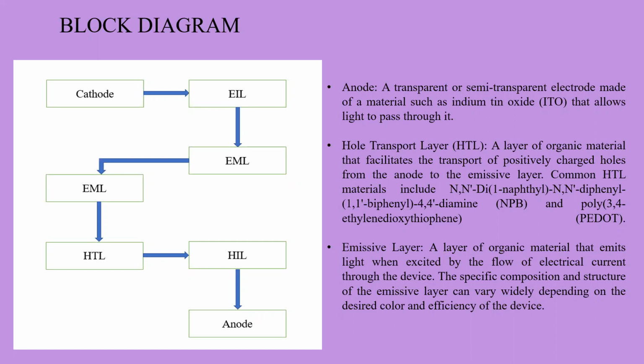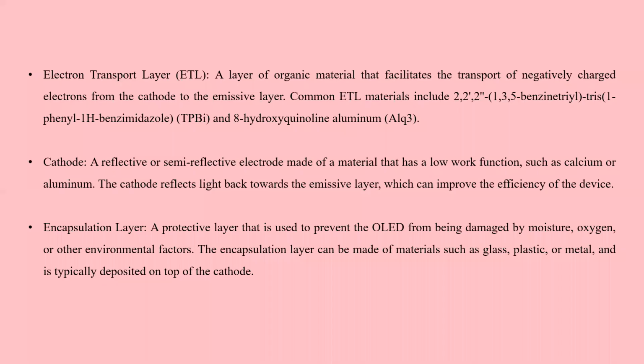which is useful for efficiency and for getting the desired color. The emissive layer is used for that. Next is the electron transport layer, which carries the negatively charged electrons from the cathode to the emissive layer. And the cathode is a reflective or semi-reflective electrode made of materials such as low work function metals like calcium and aluminum. It will reflect back.